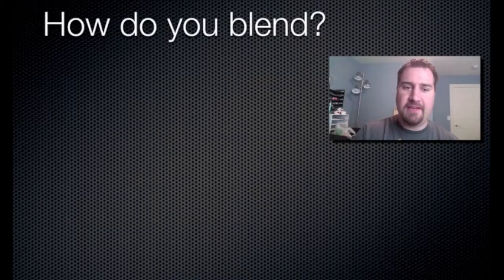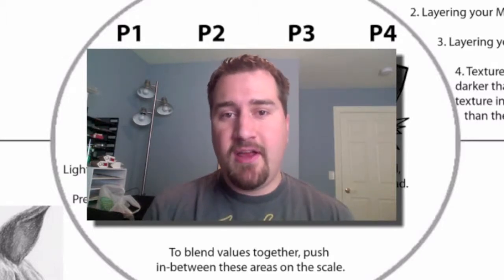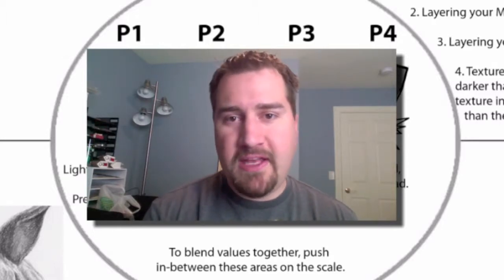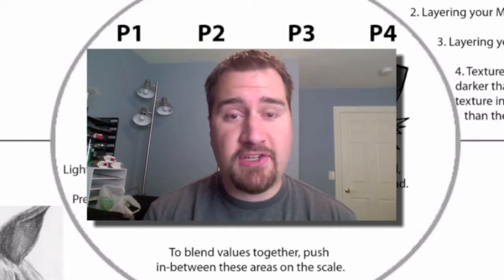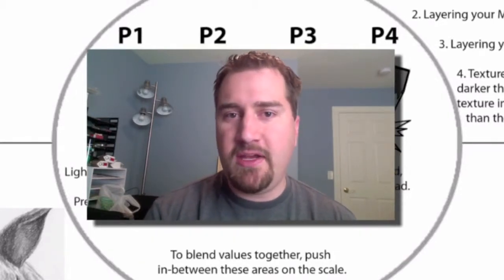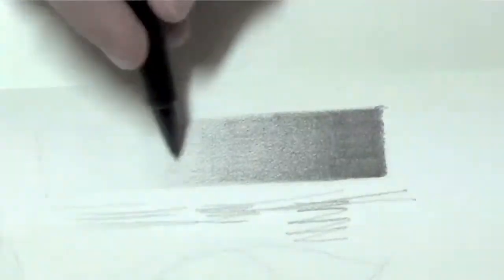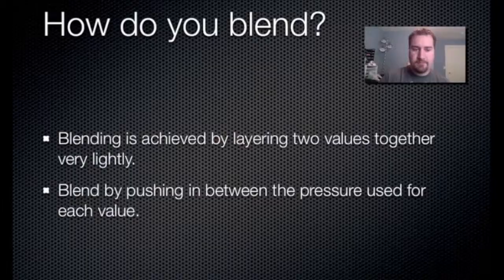So how do you blend? Now to blend your values together, you can actually smooth them out together, not with your finger, not with a blending stump or a paper towel, but with the actual lead of your tool. You do that by pushing in between the pressures that you used for those values. For example, if you want to blend a midtone in with a light pressure 1 value, you'd push about 1.5, 1.75 about in there, in between what it took to lay those values down to begin with. So you're always mindful of how hard you're pushing with your tool.